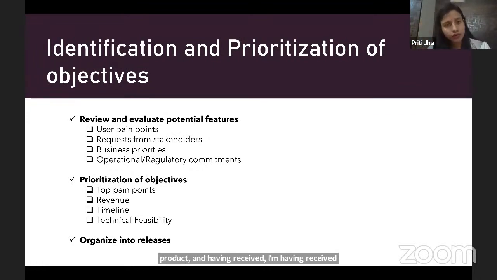And having received requests across all of these areas, what you're going to do is review and evaluate the potential features that you're going to put in your roadmap. Now, in any organization, at least the ones that I have worked in so far, and most of the organizations out there, this is not one person's call as to which feature is going to go into the roadmap. It's again very subjective to the way an organization operates. But usually what happens is you would be gathering for various roadmap review meetings with stakeholders across the board.